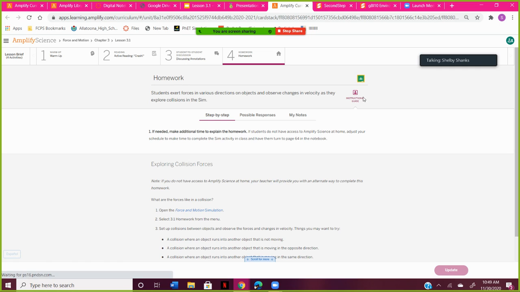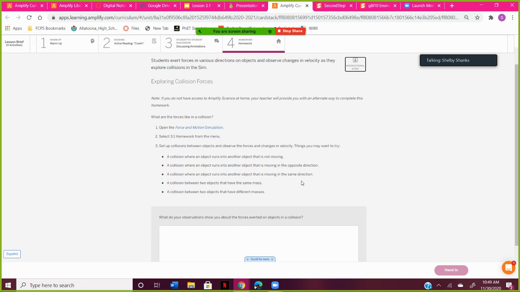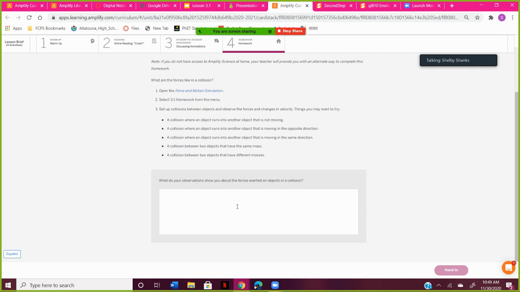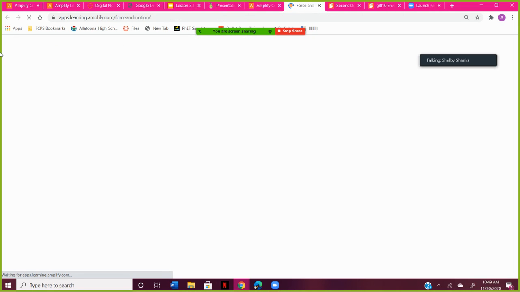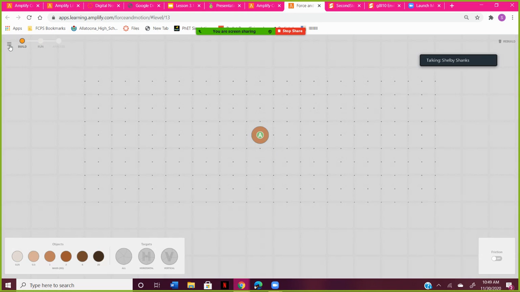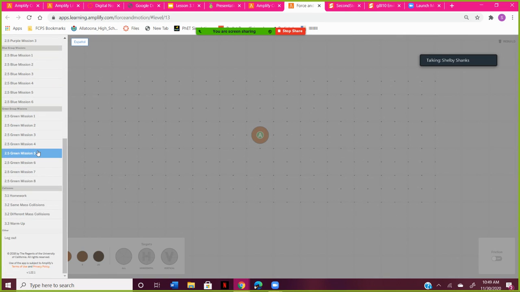All right, if you want to look at my screen, I'm going to show you exactly where to go in this simulation. The 5 collisions that you have to set up are right here that I just went over. They're in Amplify, right? The question that you have to answer is right below that, but you need to open up the Force and Motion simulation. Then in the top left corner is where you are going to click on the 3.1 homework. So you've got these 3 lines up here. You're going to scroll down a little bit. It's one of the last ones. It's going to be the 3.1 homework.